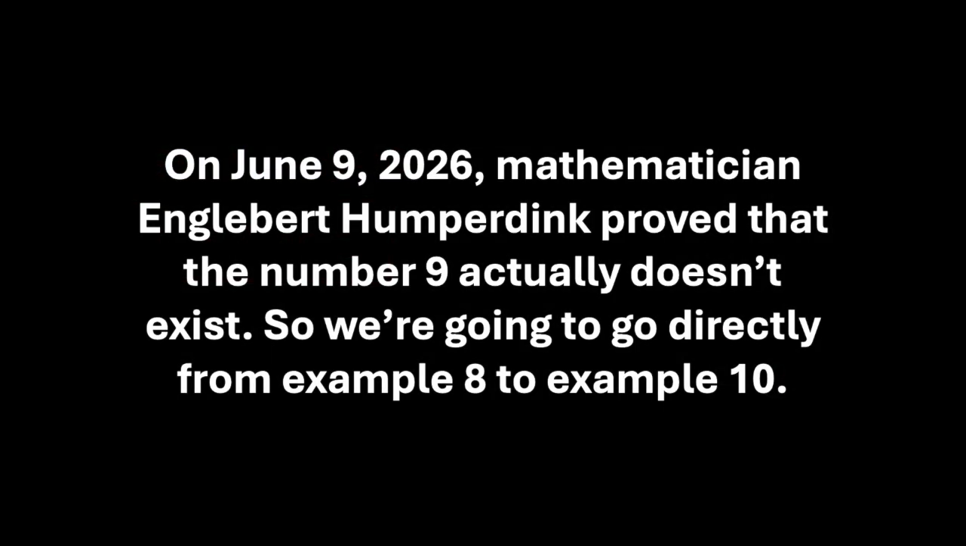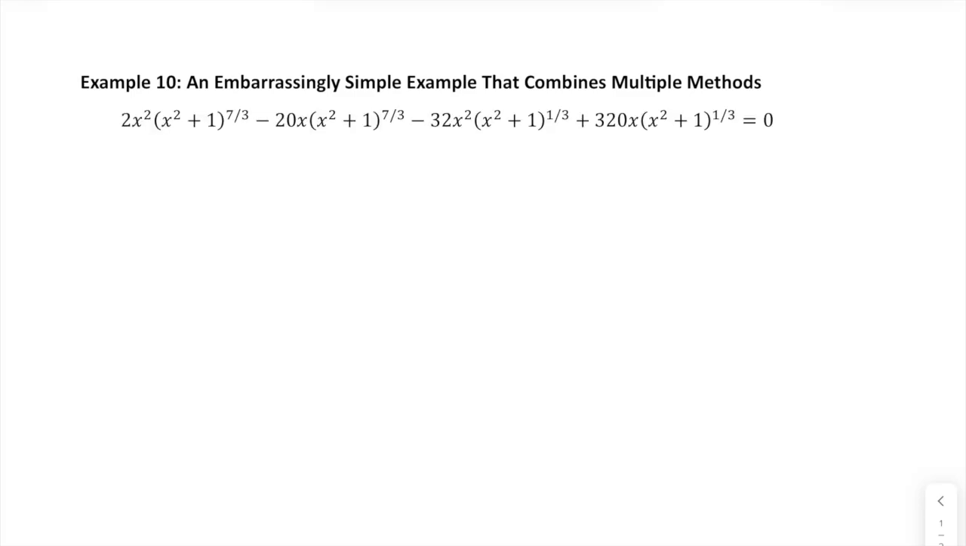On June 9, 2026, mathematician Engelbert Humperdinck proved that the number 9 actually doesn't exist. So we're going to go directly from example 8 to example 10. Our 10th and final equation will be an embarrassingly simple one. Here it is. Are you ready? Let's factor that fool. Factor that.